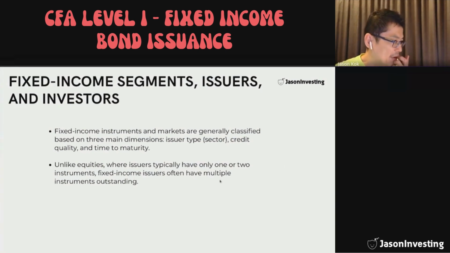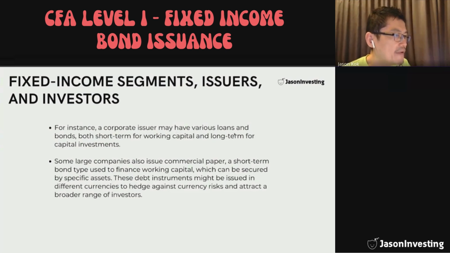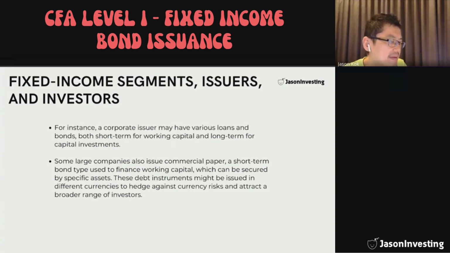Unlike equities, where issuers typically have one or two instruments, fixed income issuers often have multiple instruments outstanding, as what we have described in terms of the different dimensions. For instance, a corporate issuer may have various loans and bonds, both short-term for working capital and long-term for capital investments. I think working capital comprises of current assets minus current liabilities.